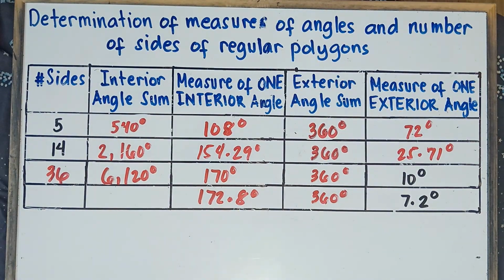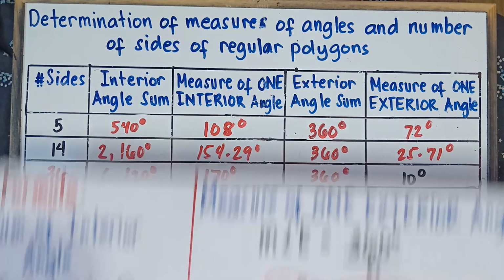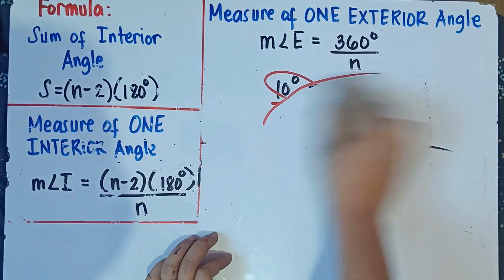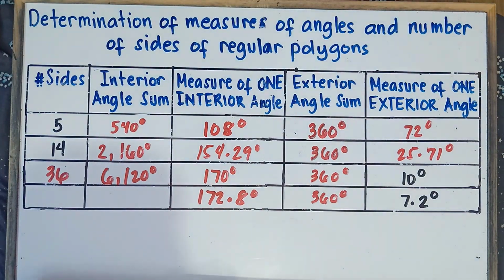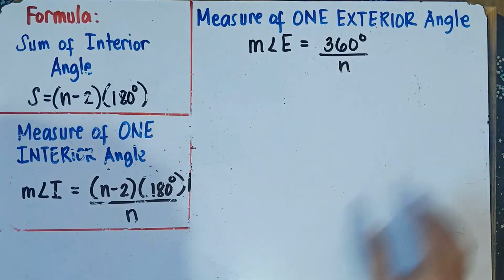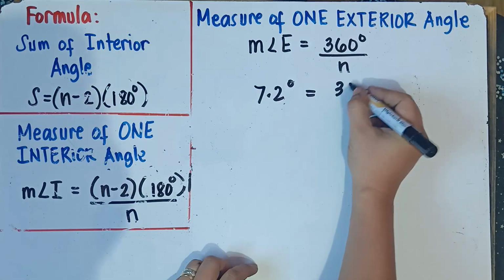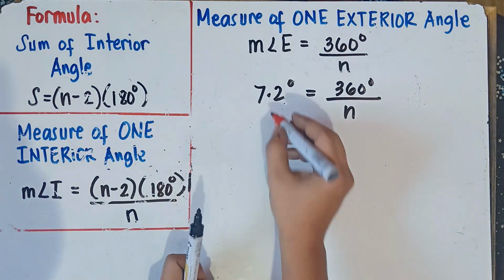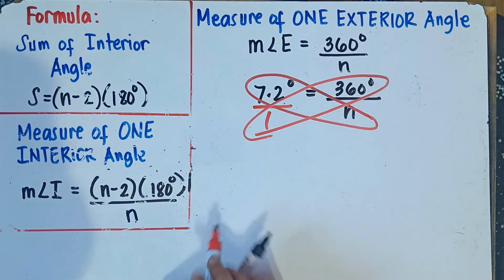Alright, and then last one, this one right here, class. Once again, we need to find the number of sides first, given 7.2 degrees. Let me just erase this one. Given the measure of the exterior angle, that would be 7.2, sorry. So 7.2 degrees equals 360 degrees divided by n. Once again, class, we need to find the number of sides. Understood that there's a 1 here for the denominator. Simply cross multiply, class.